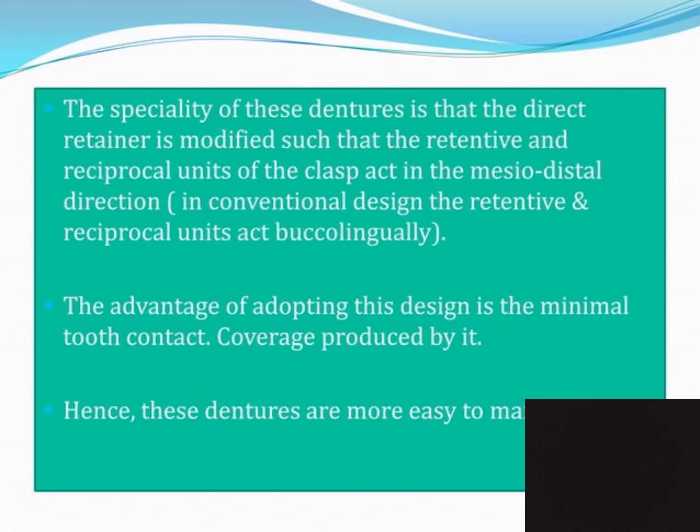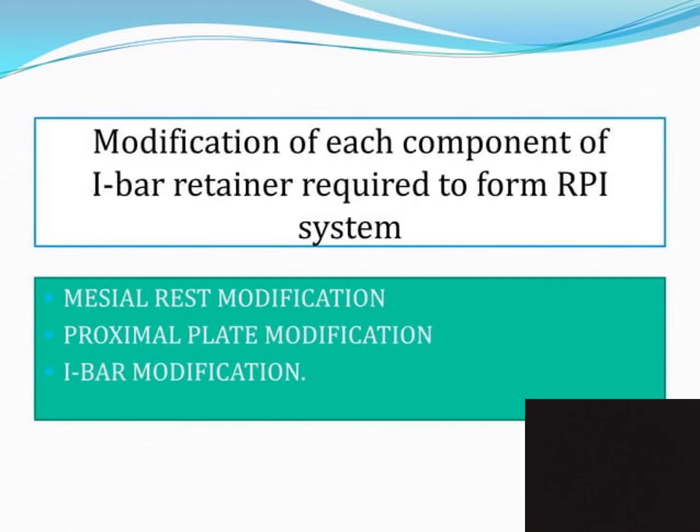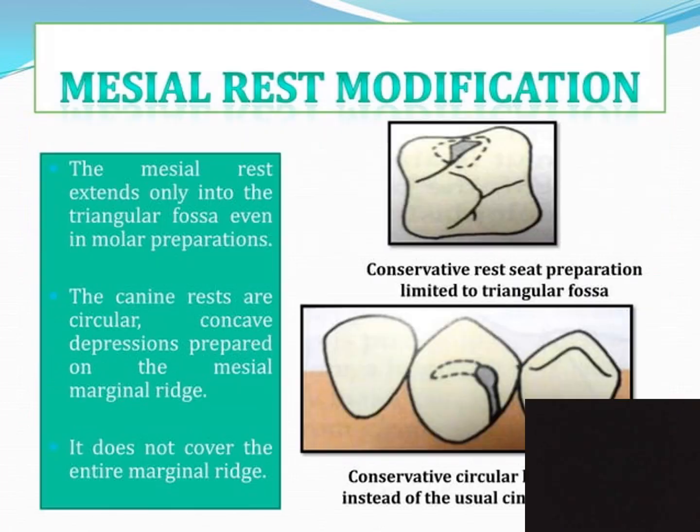The speciality of these dentures is that the direct retainer is modified such that the retentive and reciprocal units of the clasp act in the mesiodistal direction. The main advantage of this adaptation of the design is the minimal tooth contact and coverage produced by it. So these dentures make it easy for the patient to maintain oral hygiene. Next is the modification of each component of the I-bar required to form the RPI system: mesial rest modification, proximal plate modification, and I-bar modification.